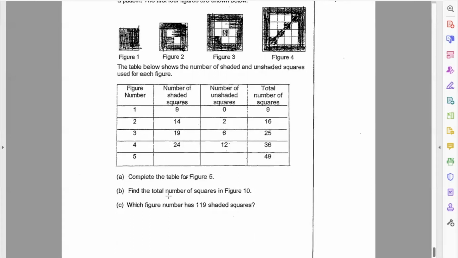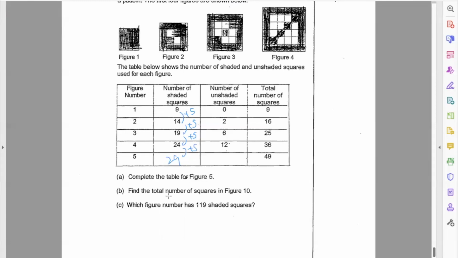The first pattern you can see from here is the common difference pattern. You can see that it's plus 5, plus 5, plus 5. So for the next one, pattern number 5, it will be plus 5, and then you will get 29. 24 plus 5 is 29.